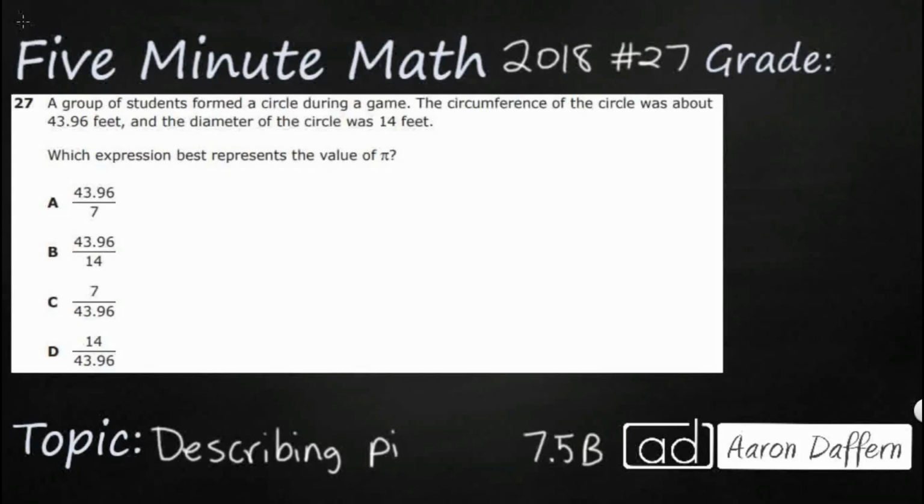Today we are looking at the 7th grade concept of describing pi. This is standard 7.5b in the great state of Texas, and we are using item number 27 off the 2018 released STAAR test. If you have not done so already, please go ahead and take a moment to pause the video, work this problem out on your own, unpause it, and then we will look at our answers together.